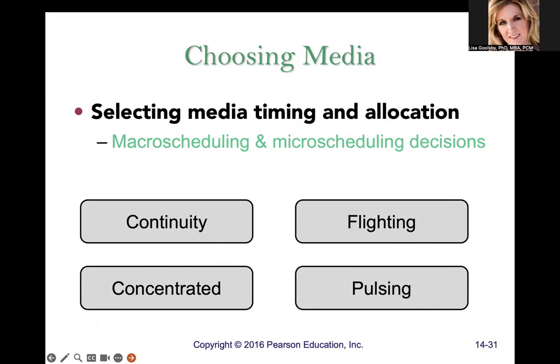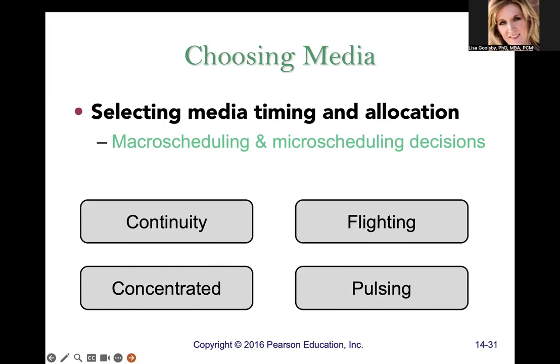So one of the things that we look at is how we're going to schedule the messaging, the timing, and how that gets out there. You could do it continuously. You could do it flighting, where you may have it go out for a really long time and then nothing for a while. So you may say, "I'm going to have this messaging go out consistently during the months of March, April, and May, but then we're not going to do anything for January and February." That would be an example of flighting. Concentrated is to have it just very concentrated in a specific time frame.